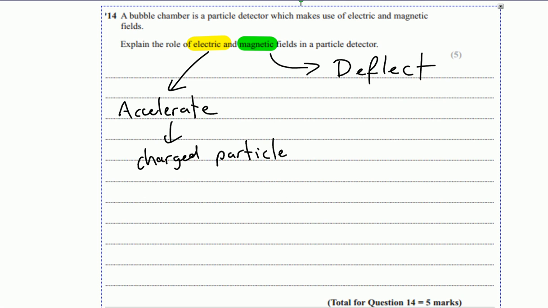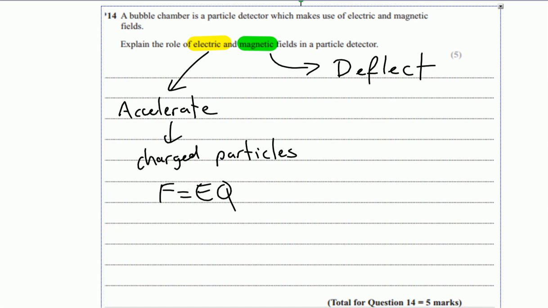Is there any maths or formulas we can throw in here? F is not kq1q2 over r squared. F is only kq1q2 over r squared for single point charges. F is Eq. These don't apply to particle accelerators. Okay?